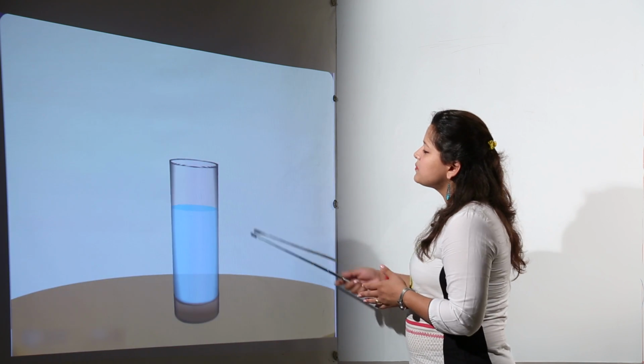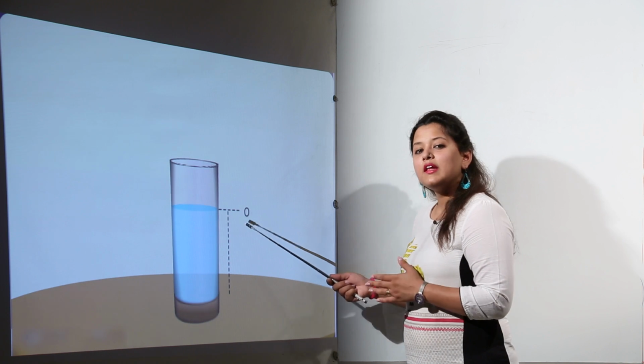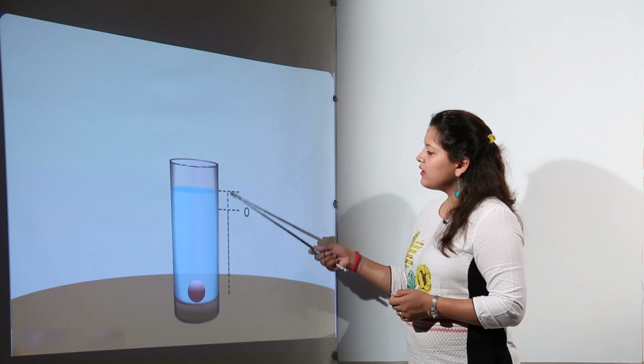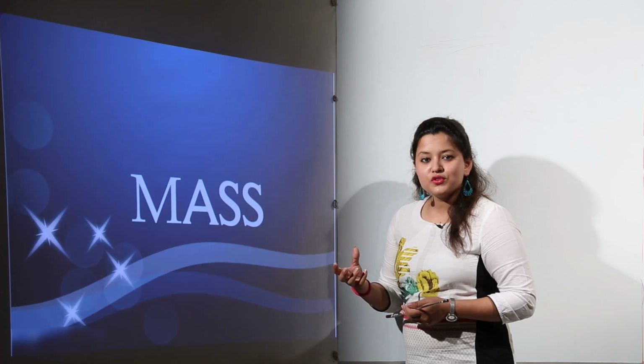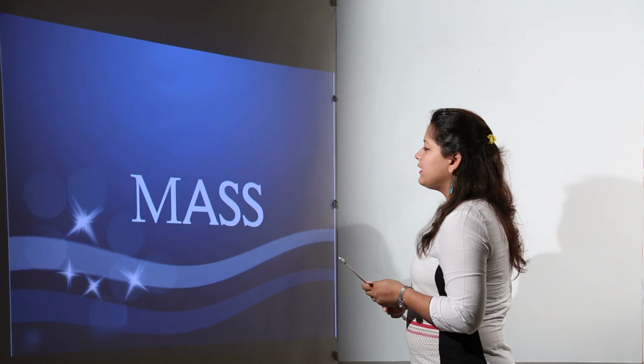So we can observe that there is a liquid in this glass currently which is at level O, but when you insert a stone into it, the level has risen. So the volume of the stone is the amount of water that has risen up in the container.